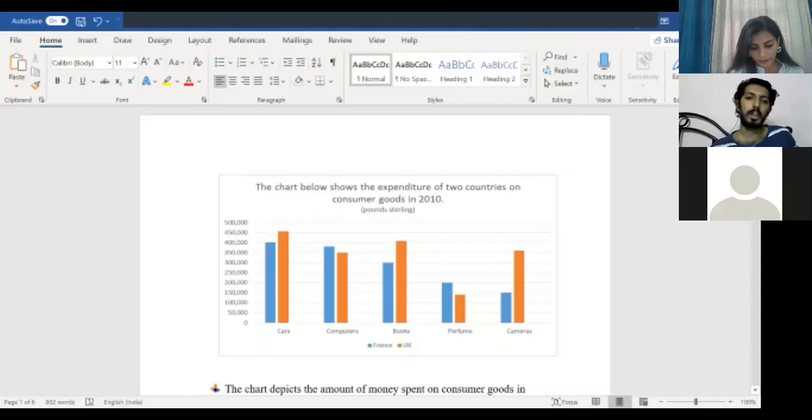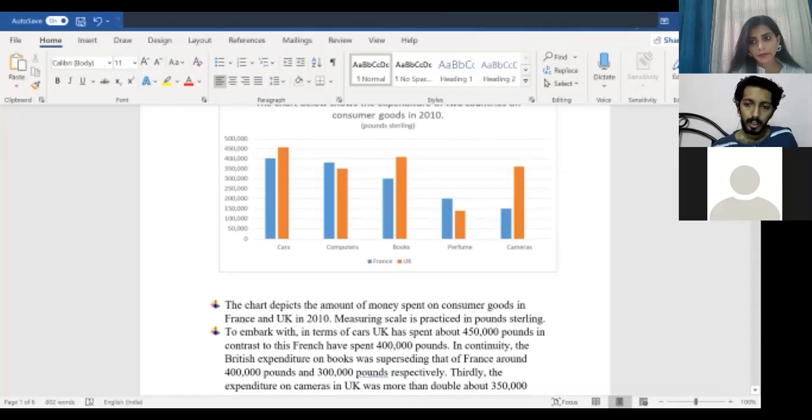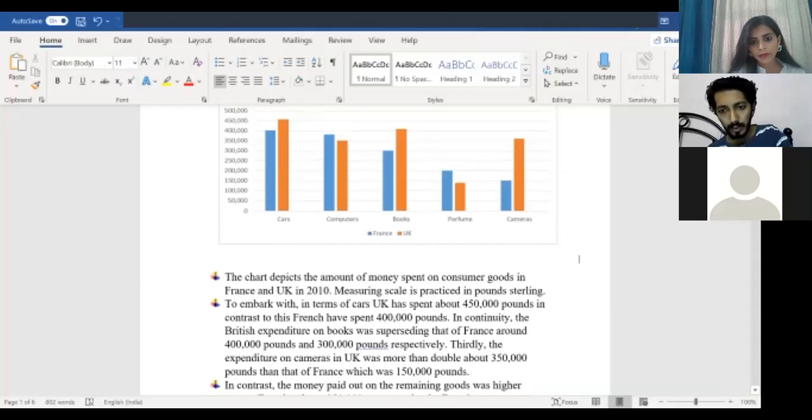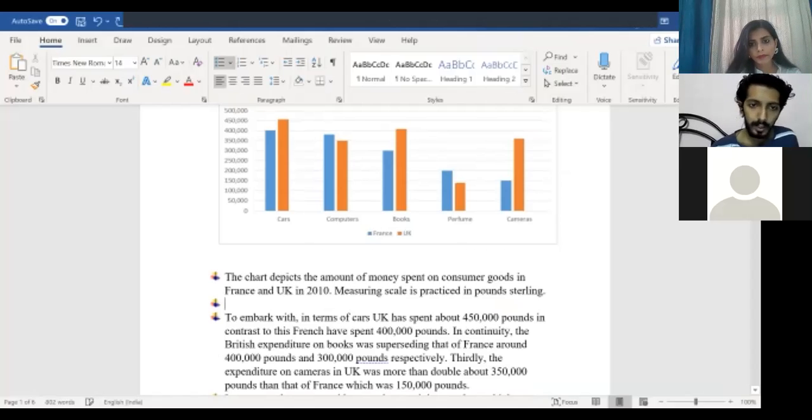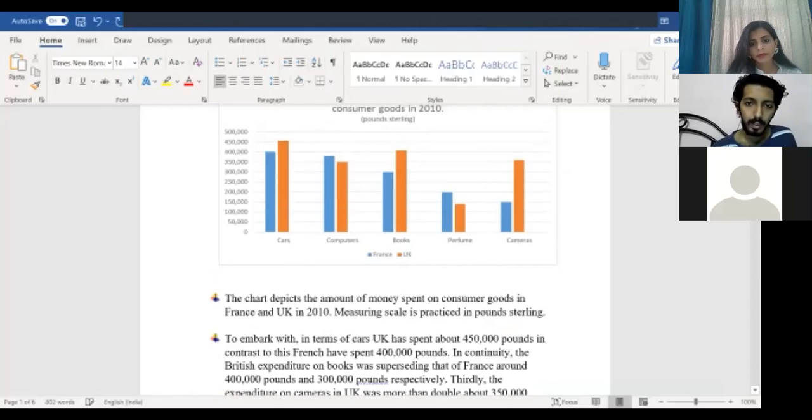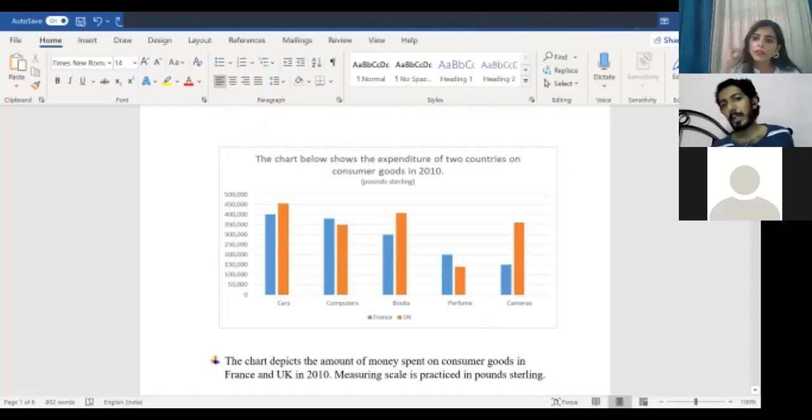To solve it, and what are the main key factors which you should use. So look at this one. What was the first thing I did over here? I read the whole bar chart. The chart shows expenditure of two countries on consumer goods in 2010.